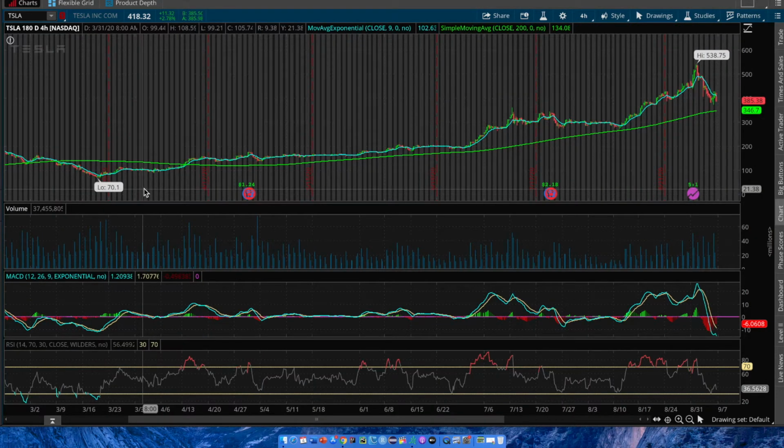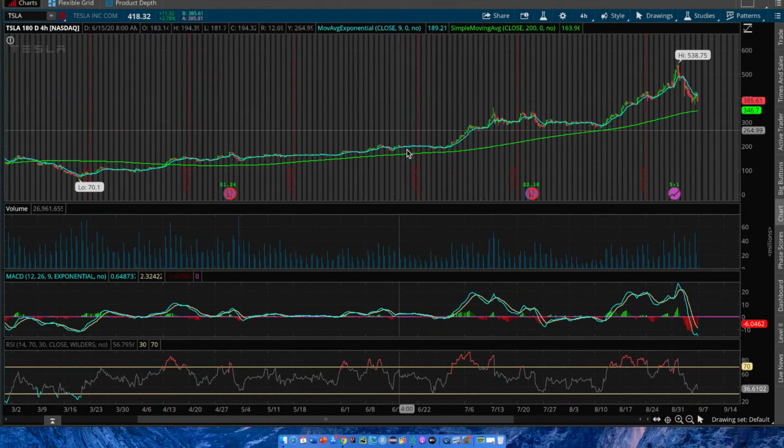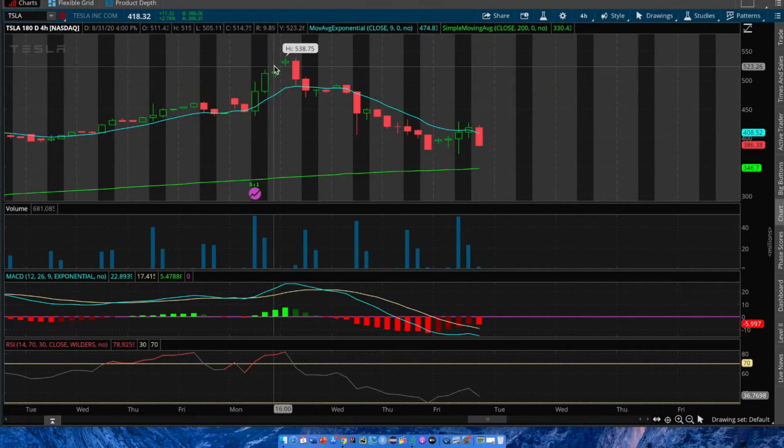As you can see here, within April, it actually broke above this 200 SMA line and then started using this line as a support multiple times throughout the different months. Now you can see how it started using this as support all the way up until now before it had this pullback. Now let's go ahead and zoom in. Zooming in here, we do see how within this week there was a high of $538.75 and now it is trading around $418.32.